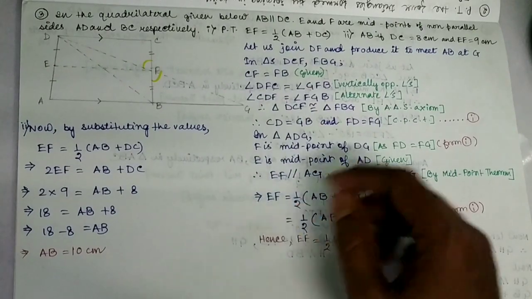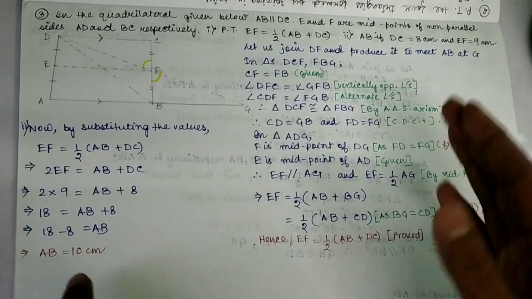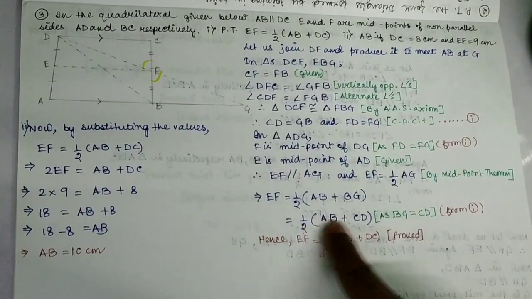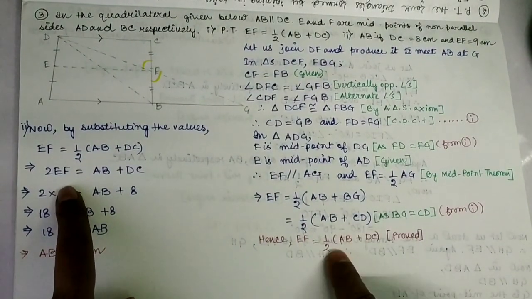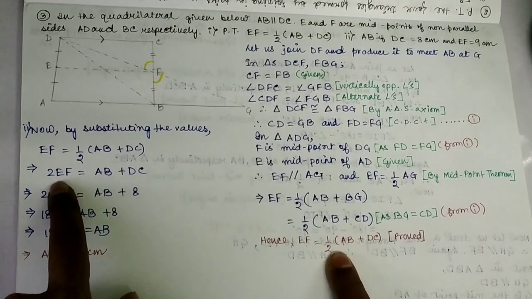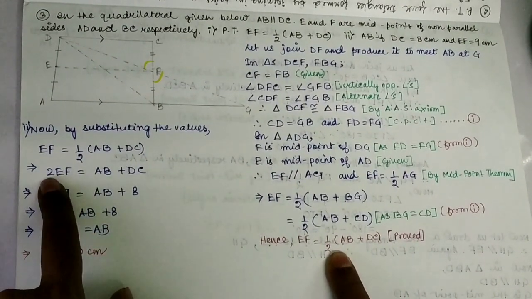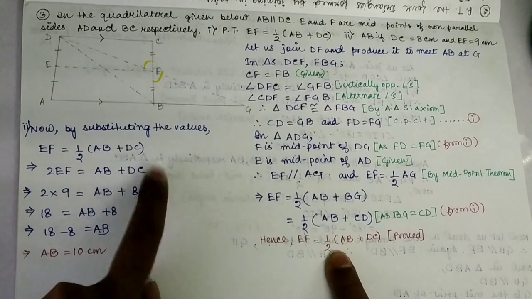In part 2 they have told us to find the value of AF. Now we will put whatever values we know in this final proof. Before that, 2 was in the denominator here, so we are taking it to the numerator, so it is becoming 2EF. So 2EF equal to AB plus DC.